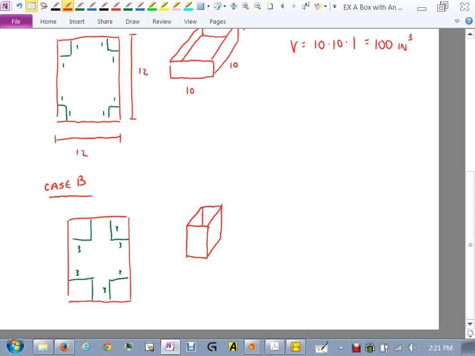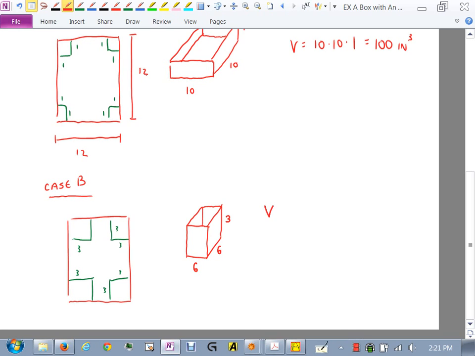How wide is it? 6 inches, because you cut 3 off from each side, right? So you're left with the 6. Are y'all okay with that? Okay, so 6 here, 6 here. How tall is it? 3.